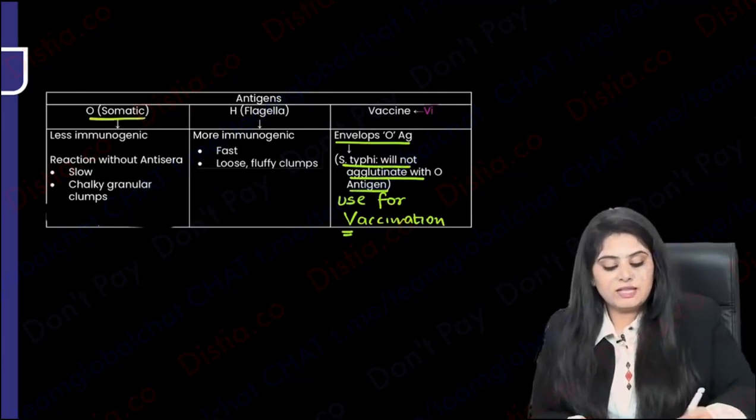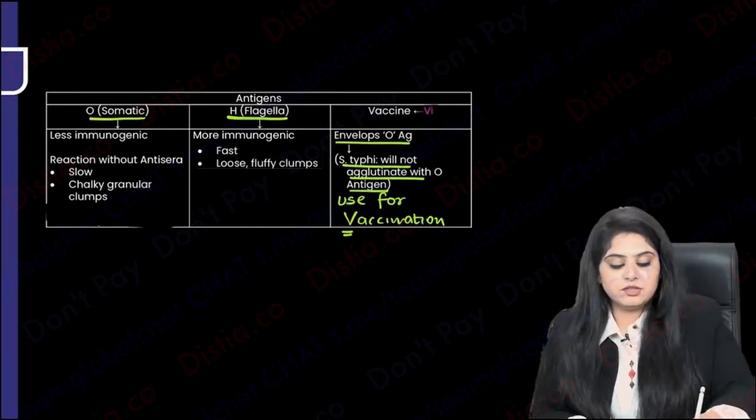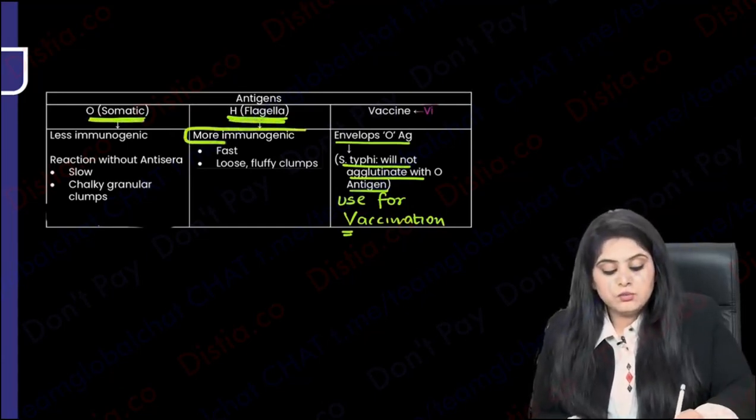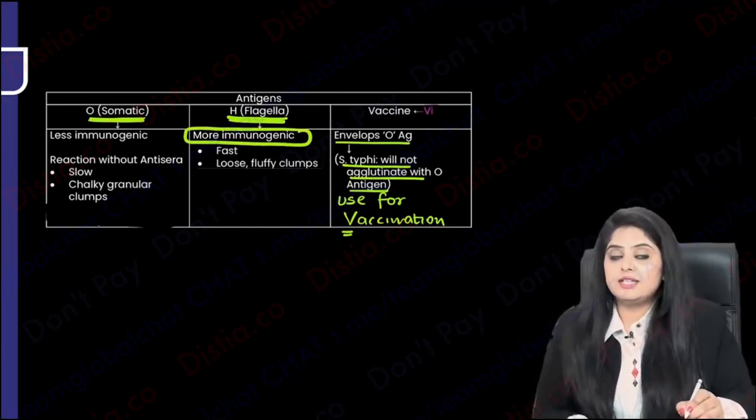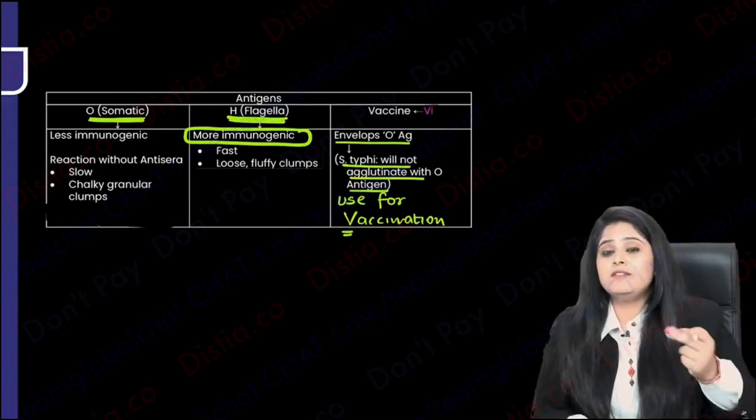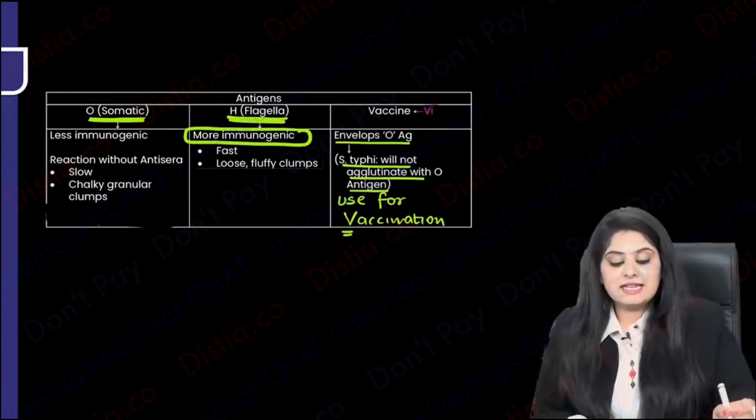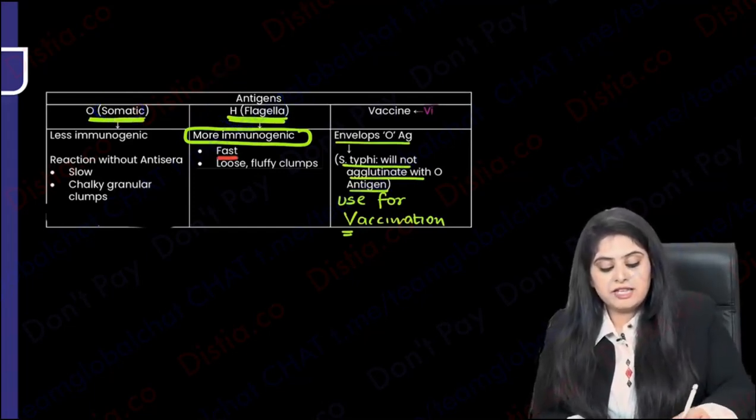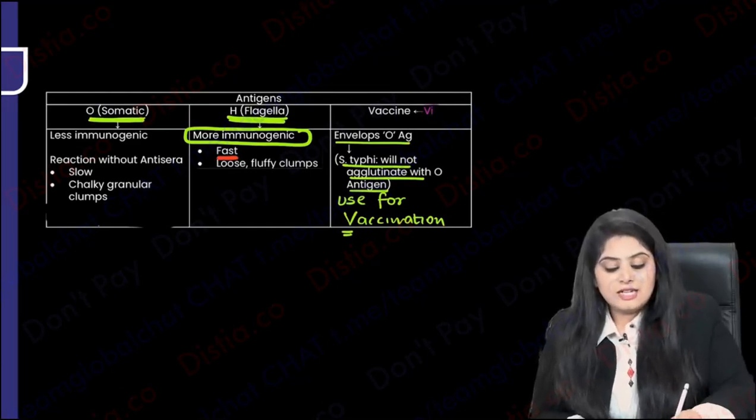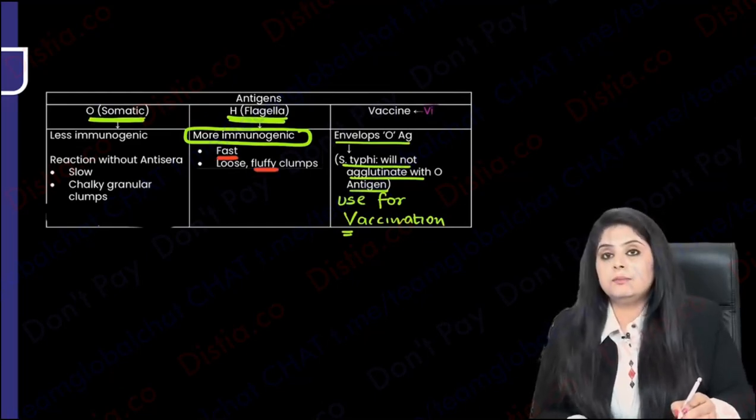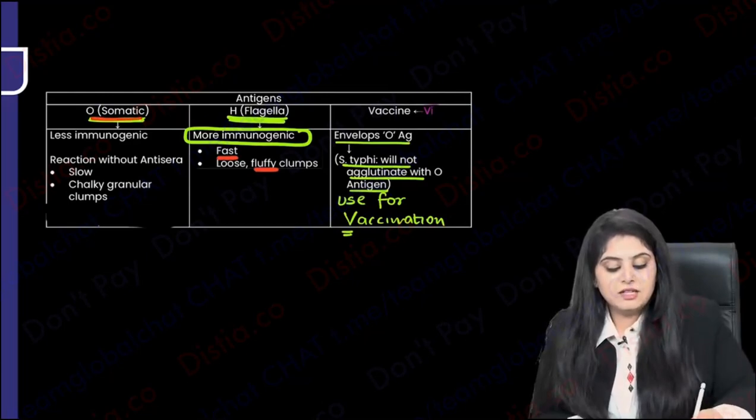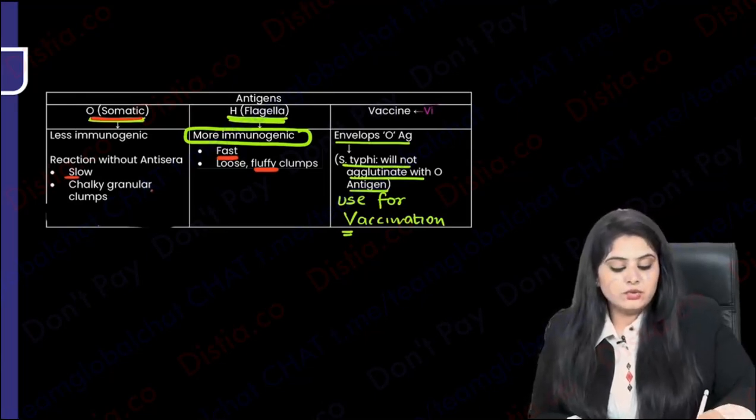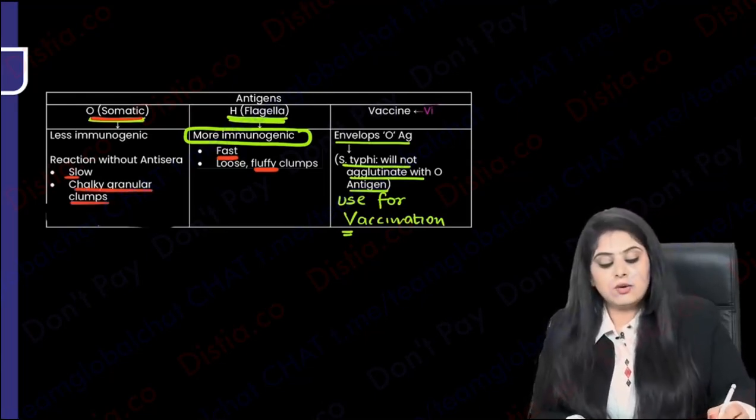So now what are the O and the H antigens? O is somatic, which is in the cell wall. H is flagellar, which is more immunogenic. Which is more immunogenic is going to be H antigen. Very, very immunogenic. It shows a very, very fast reaction. This means that if you will add any antibody, because this is more immunogenic, this shows you a very, very fast reaction and it shows you very fluffy, loose clumps. Whereas somatic, S for S, it's going to be a very slow reaction and it shows you chalky granular clumps.